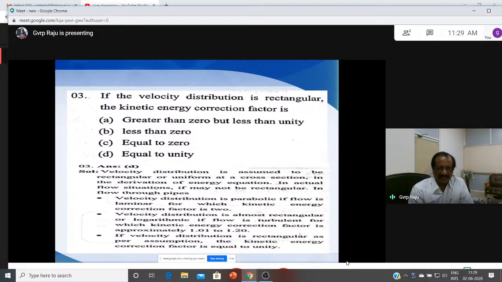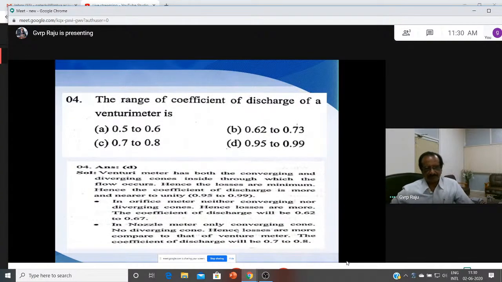But if the velocity distribution is rectangular, as given here, then the kinetic energy correction factor is equal to 1. So the answer is D. You can also remember this: parabolic and laminar flow, the kinetic energy correction factor is 2; rectangular, it is 1; if it is turbulent, then the correction factor is 1.01 to 1.2.